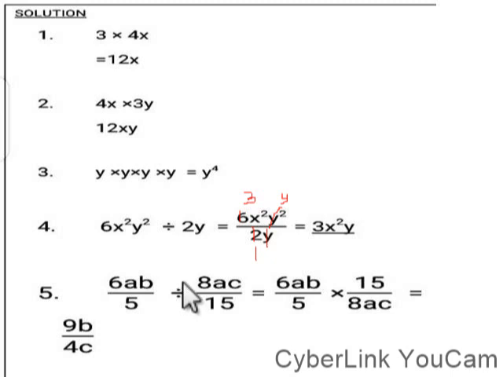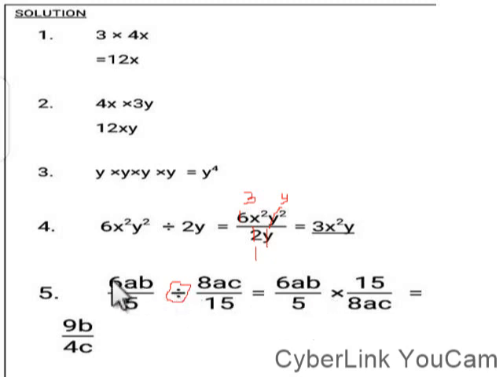So that means we must change this sign of division to multiplication. And when we do that, the fraction after the division sign will switch positions, meaning that this 15 will take the place of 8ac, and 8ac will come down to take the place of 15. That is to say, both of them will switch position. It is only done when you are dealing with division of fractions, and most importantly, when you are changing this division sign to multiplication sign.